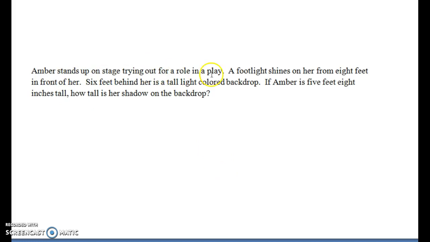Amber stands up on stage trying out for a role in a play. A footlight shines on her from 8 feet in front of her. 6 feet behind her is a tall light-colored backdrop. If Amber is 5 feet 8 inches tall, how tall is her shadow on the backdrop? Okay, diagram is vitally important in this.